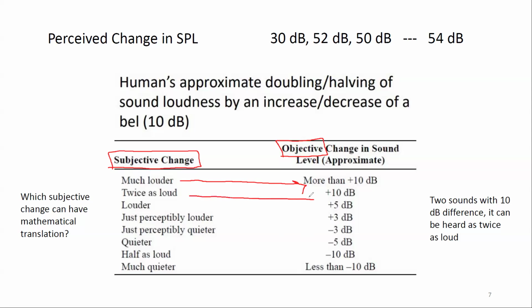Twice as loud, plus 10. Louder, plus 5. Just perceptibly louder, plus 3. And then it goes the other way with negatives too. Does that make sense? Now, one last thing to remember from this table is that there is one item on the left side that can be mathematically represented.